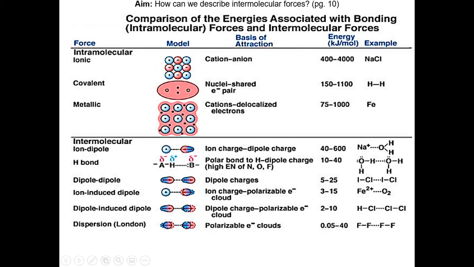Here's a summary table of each of the intramolecular forces and the intermolecular forces. The energy tells us how strong the attraction is. Remember, BARF: breaking absorbs, forming releases. The stronger the attraction, the more energy you need to break it. As you can see, the intramolecular forces are usually stronger than intermolecular forces based off the energy. And here are some examples of each of the forces.